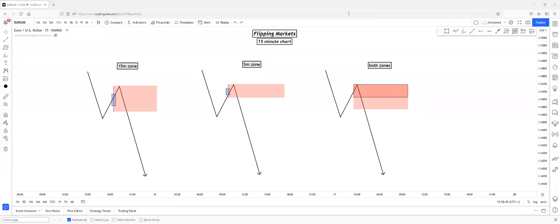Welcome. In this video, we will talk about the refinement. What do we call a refinement? When we have a higher time frame supply or demand zone, we want to check if we can make that zone smaller in the lower time frames. We will use two types of refinements, the 4-hour to the 50-minute and the 50-minute to the 5-minute.